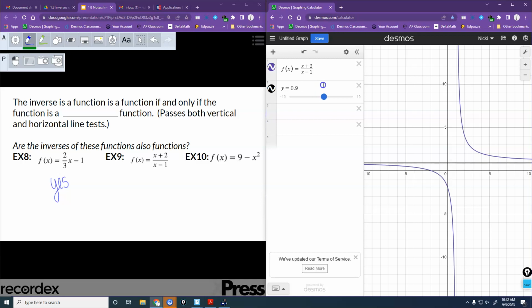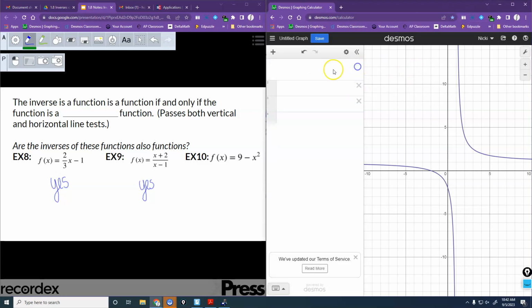Do I hit twice anywhere? In the middle, which is where it kind of looks like they might overlap? I don't think so. I think what I have right here is called a horizontal asymptote on that graph. We're just getting closer and closer. So this is looking like it passes both, and it does. So this is also a yes. Your inverse of this would also be a function.